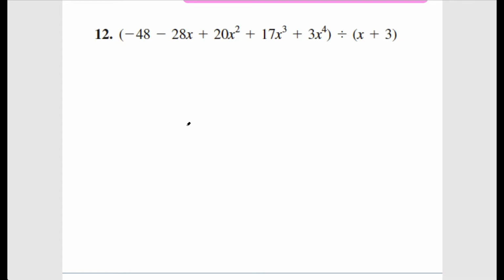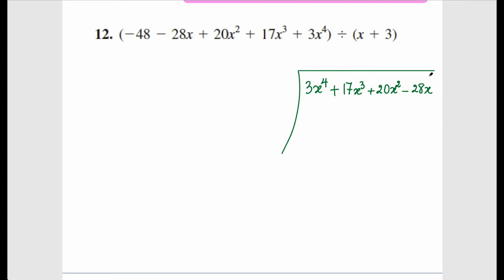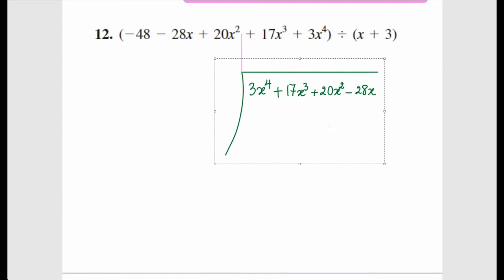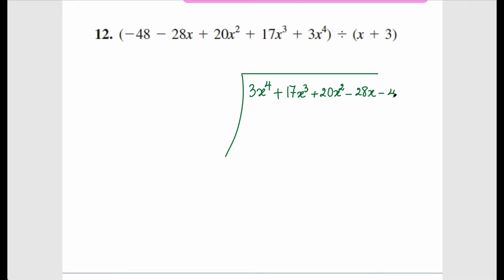Okay, so what I'm going to do is copy it as such. So this is the dividend. I'm going to start with the highest one, so 3x^4 plus 17x cubed plus 20x squared minus 28x minus 48. All right, minus 48. Okay, and I want to divide this by x plus 3. So this is already in a descending fashion for exponents, so I'm going to keep it.